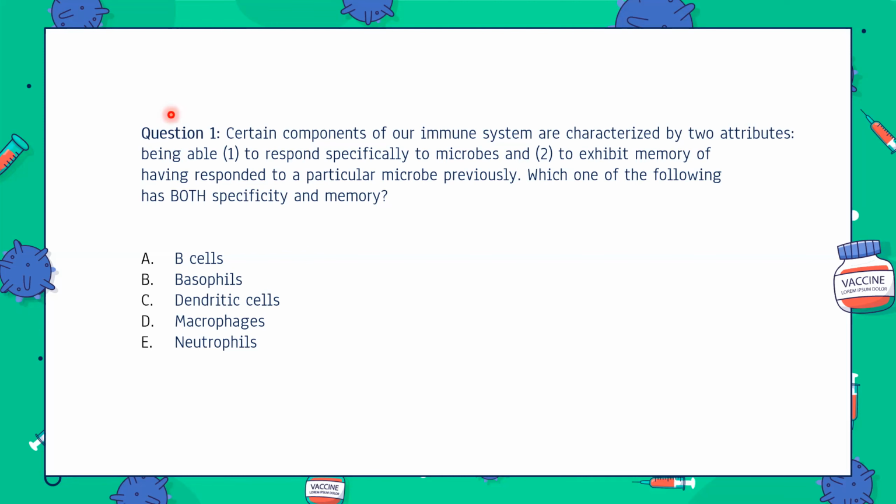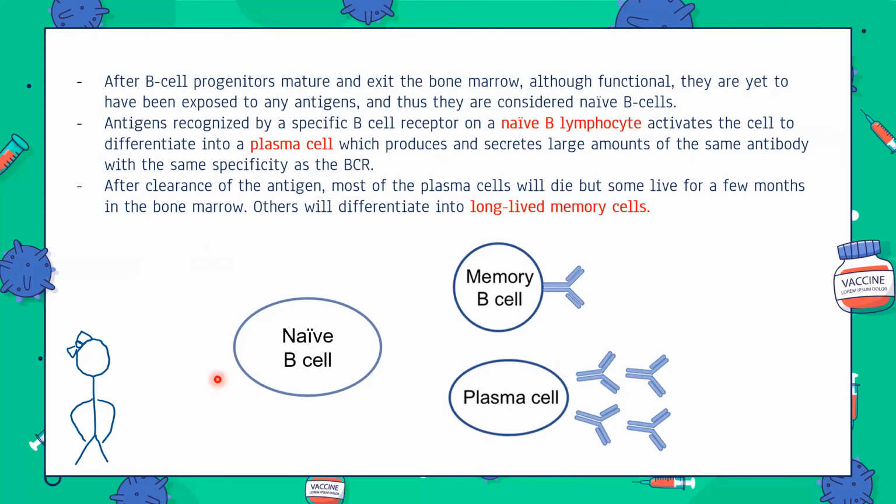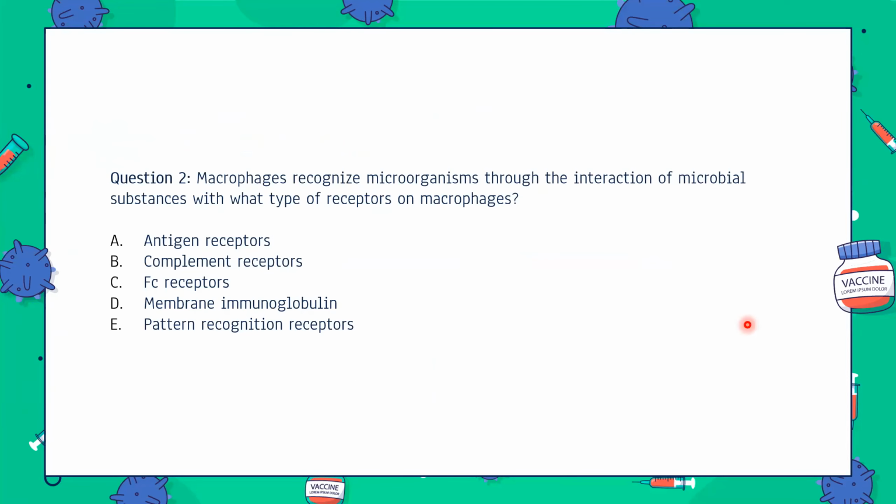So we need to have this specific type of cell that responds specifically to microbes and also exhibits memory, which is none other than our B cell. You guys are completely correct. Our naive B cell can become a memory B cell, or it can become a plasma cell that actually secretes those antibodies against the microbe, or it's a long-lived memory cell that gets stored, and then your body can know that you've had this infection before. Next one.